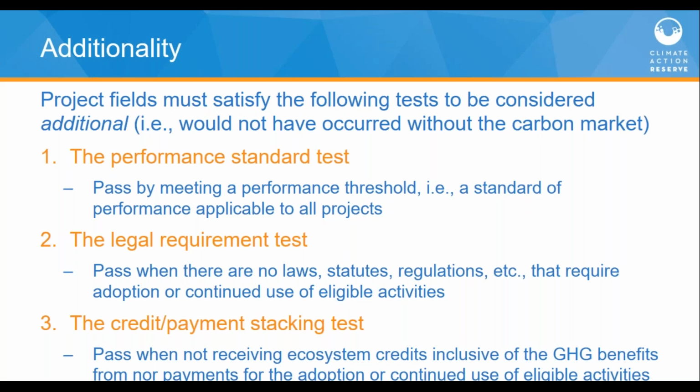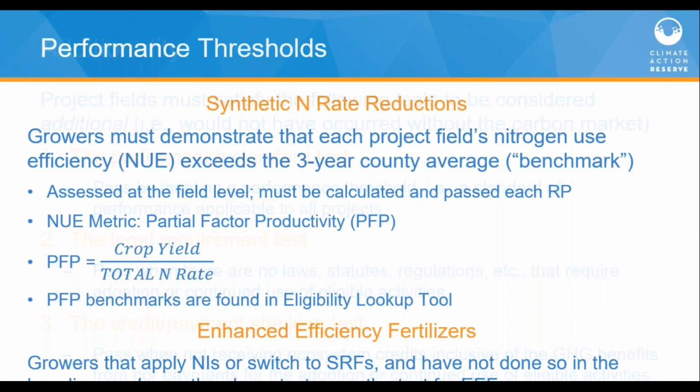So we're going to discuss the performance threshold in more detail now. Again, we have two eligible activities. Most importantly, for the required activity, and so for all projects, you have to surpass the performance threshold for synthetic nitrogen rate reductions, and that is growers must demonstrate each project field's nitrogen use efficiency exceeds the 3-year county average or benchmark.